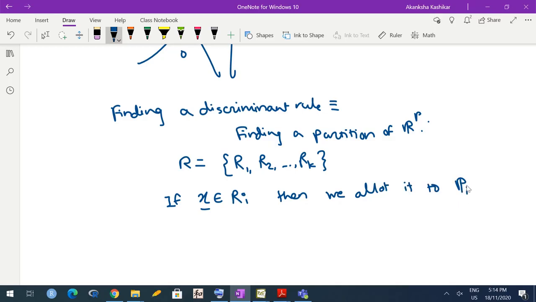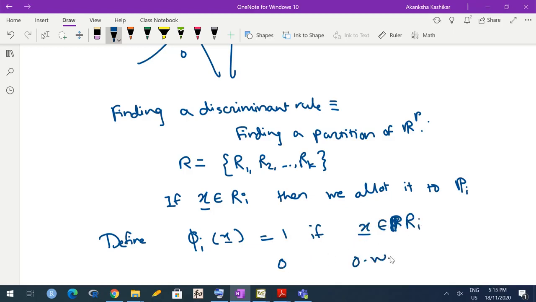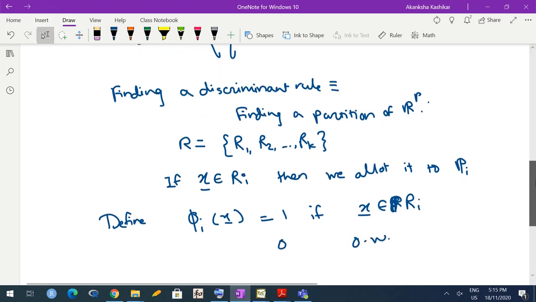That same thing can be expressed via an indicator function. The rule can be expressed via an indicator function. So we define phi_i(x) to be 1 if x belongs to Ri and 0 otherwise. So basically phi_i(x) is the indicator of the ith set from the partition.